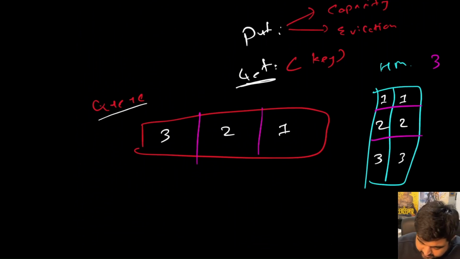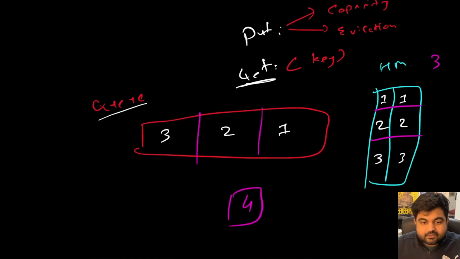Now let's assume that there is value number 4 I'm trying to insert. What value should I evict? It's very simple. The very first value that entered inside the queue has to be the first value that gets kicked out of the queue. So this is very simple to implement.